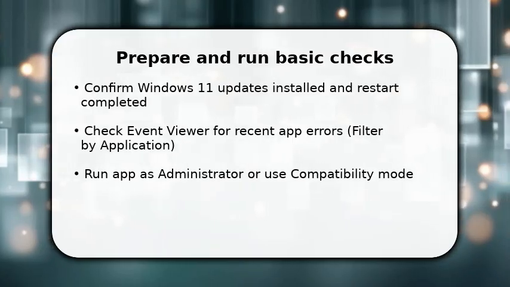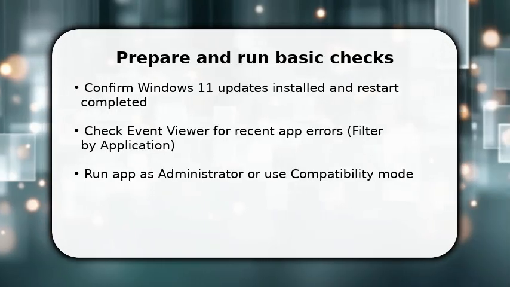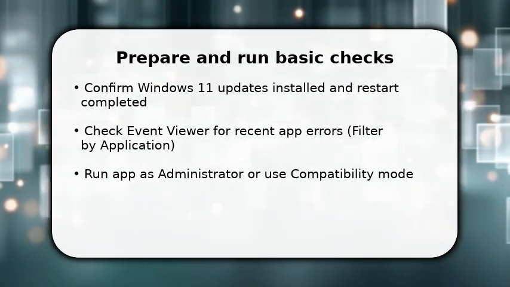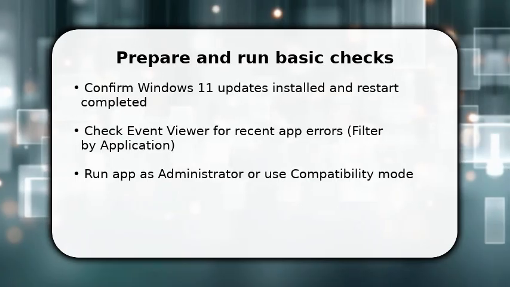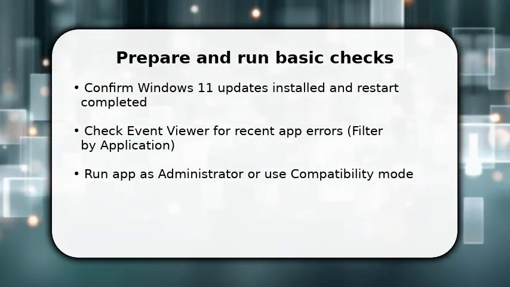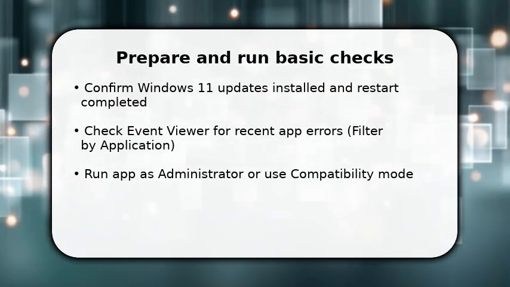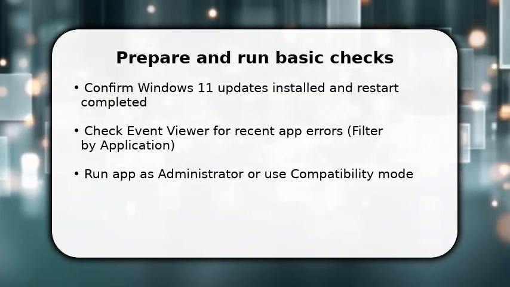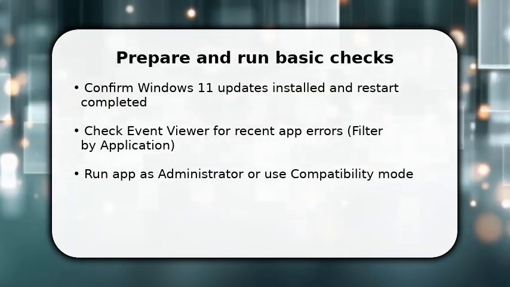You start by ensuring the environment is stable. Install pending Windows 11 updates and then restart, because many launch issues clear after a reboot. Once done, open Event Viewer and filter application logs to capture error codes that explain why the program fails.